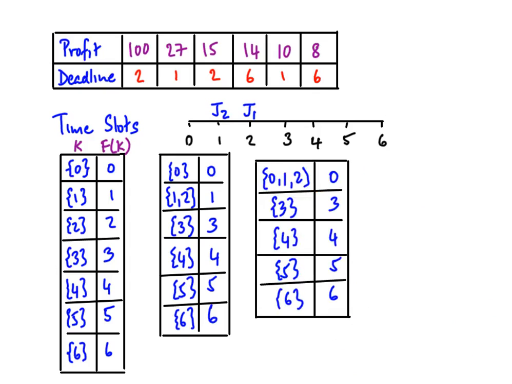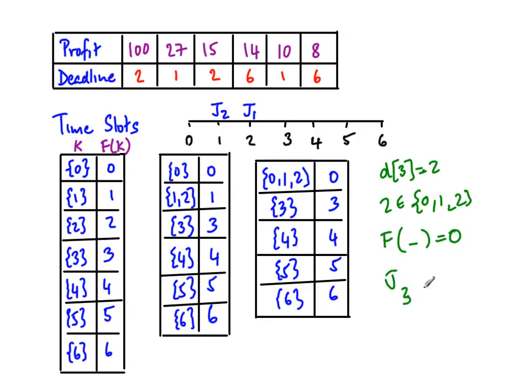So continuing, we now see that d of 3 is equal to 2. 2 belongs to the set 0, 1, 2, but f of this set is equal to 0. So therefore job 3 is not feasible, right? So if a job cannot find a slot within its deadline, it's not feasible. So we will discard it and move ahead.